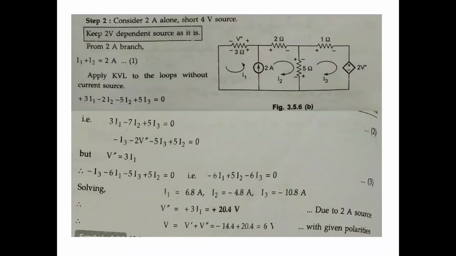Next, solving for i1, i2 and i3, equation 3, just solve equations 1, 2, 3. We get the i1, i2, i3 values: 6.8, minus 4.8, minus 10.8. But here v double dash is 3i1, 3 into 6.8 is 20.4 volts due to the 2 amps. Adding v single dash, minus 14.4, and v double dash, 20.4, finally 6 volts. Okay, stop the video. The remaining in the next video lecture. Thank you.